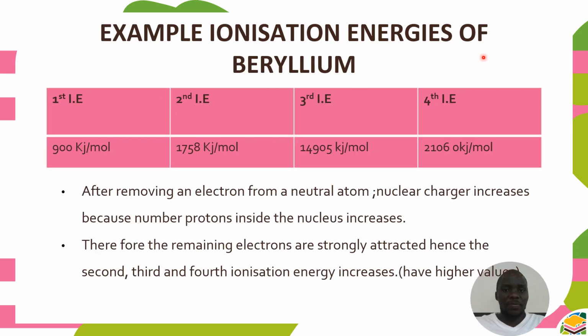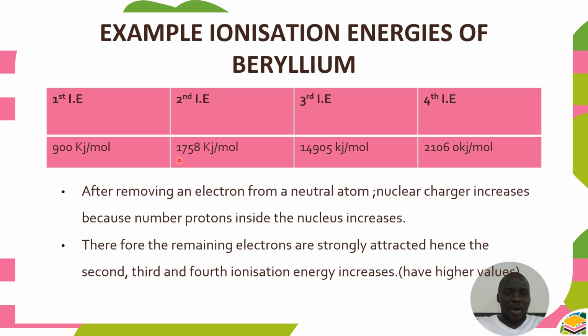Examples of ionization energy of beryllium. Beryllium is from group number 2. It's an example of the alkaline earth metals. It has 4 electrons: 2 electrons in the first shell and 2 electrons in the second shell, which is the last shell. The second shell is supposed to occupy 8 electrons. If we are to remove the first electron, we can check the amount of energy that is required. That is 900 kilojoules per mole.